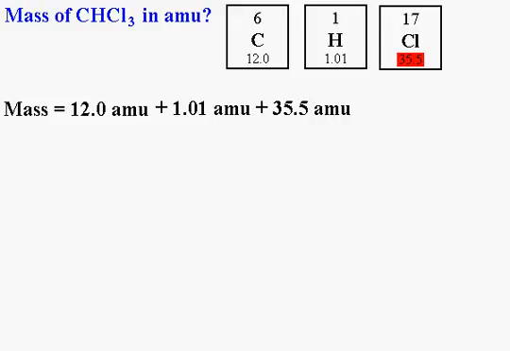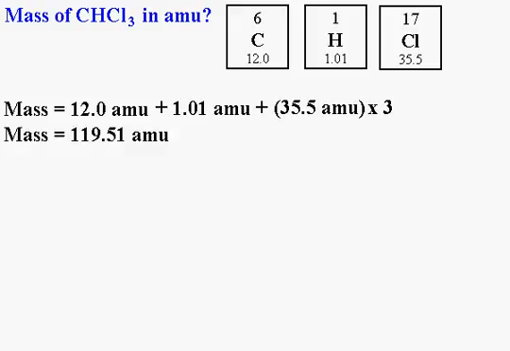However, there are 3 chlorine atoms in this molecule. So I have to take that 35.5 and multiply by 3 because I have 3 chlorine atoms. So the mass of CHCl3 is the mass of 1 carbon, 1 hydrogen, and 3 chlorines. When we work this out on the calculator, we get 119.51 AMUs.